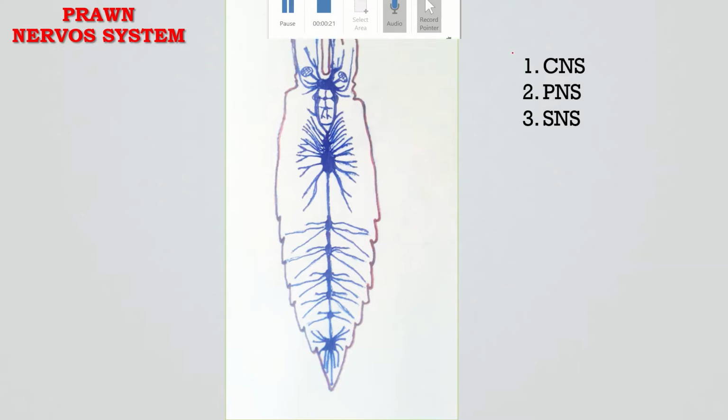Overall, the nervous system of the prawn can be divided into three parts: the central nervous system, the peripheral nervous system and the sympathetic nervous system. The central nervous system has the brain and ventral nerve cord. The second part, the peripheral nervous system, has the nerves. The sympathetic nervous system is also called the autonomic nervous system or the visceral nervous system.